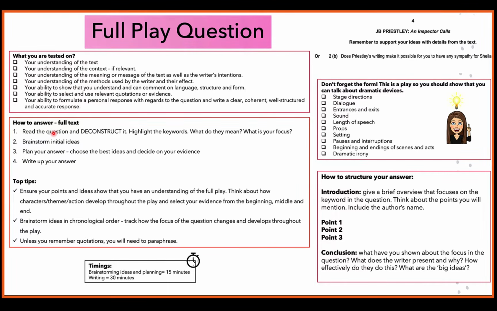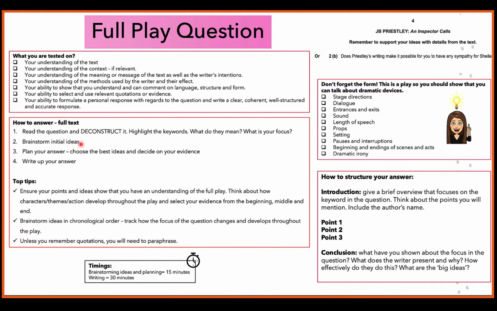So, how to answer this particular question. Make sure that you read the question and deconstruct it. Again, same as extract, highlight the key words, think about what they mean and what your focus is. So this one, for example: does Priestley's writing make it possible for you to have any sympathy for Sheila? So your focus here is, to what extent do you really have sympathy for her?